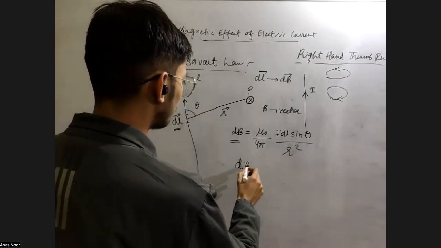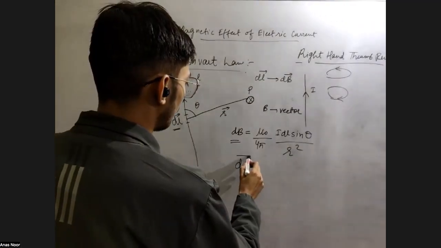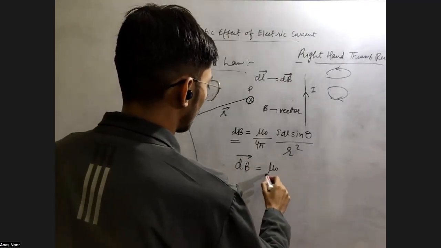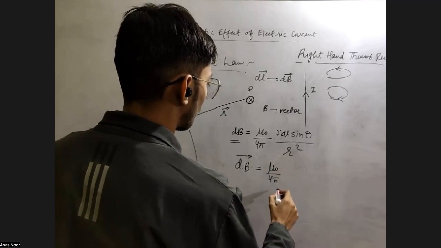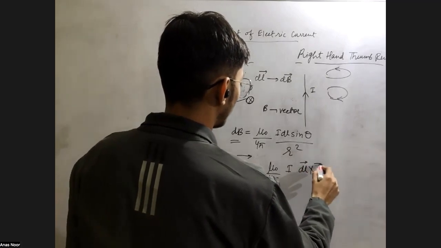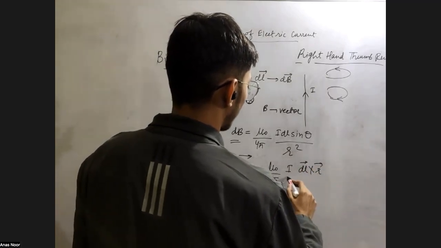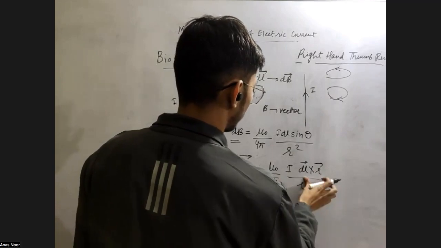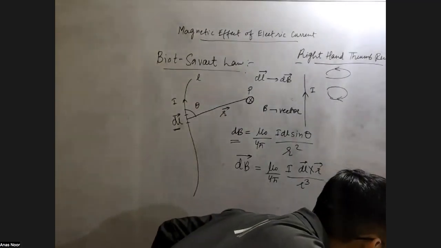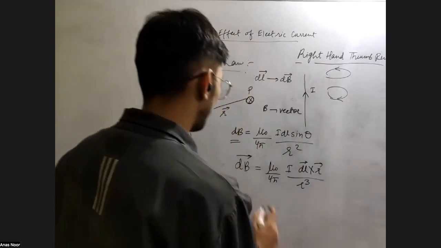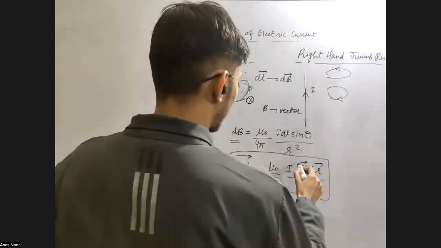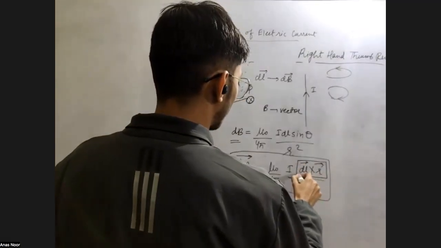So for that, you also write the vector formula of this dB vector. And that is mu naught upon 4 pi, I dl cross r, upon r cube. This is the vector formula. Now, in this formula, you can see the direction is given by dl cross r.